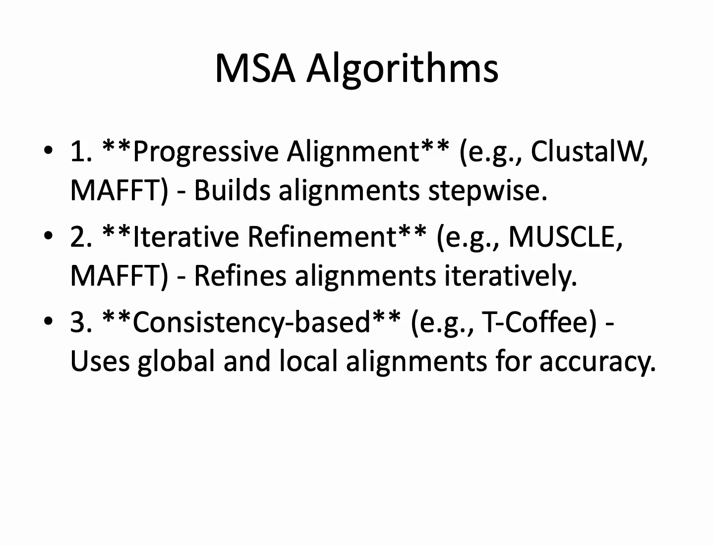Under progressive alignment we have popular tools like ClustalW and MAFFT. They build alignments in a stepwise manner. Then you have iterative refinement algorithms like MUSCLE, which are popularly used, and you also have algorithms which give high consistency, like T-Coffee. Here they use sequence analysis approaches like global and local alignment for improved accuracy. Now in the coming slides, let's see each algorithm in detail.